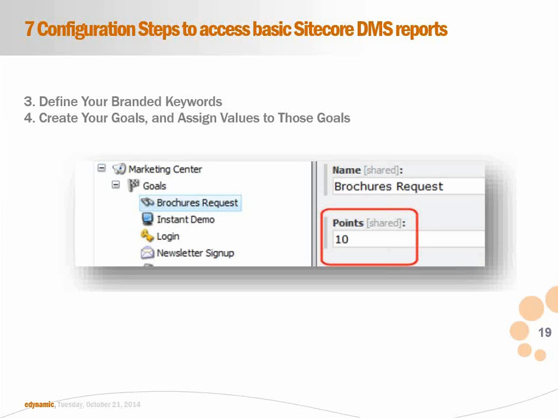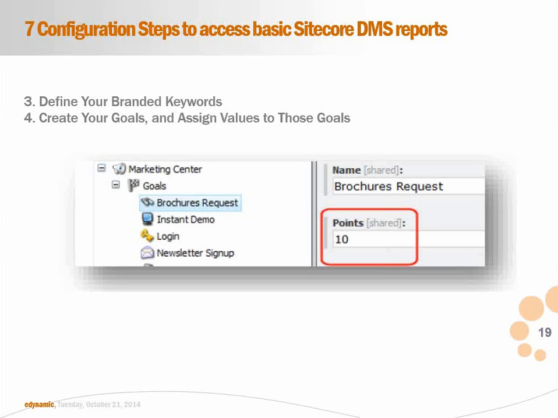As a visitor navigates around the website, achieving various goals and triggering different page events, the value of the visit is calculated. When a visitor leaves the website, the total accumulated points for the visit are displayed in the Executive Insight Dashboard as the engagement value. That's why setting up goals and assigning values to them is really important. You can see the value of your visits, not just the number of visits.